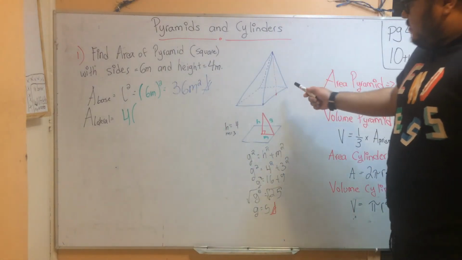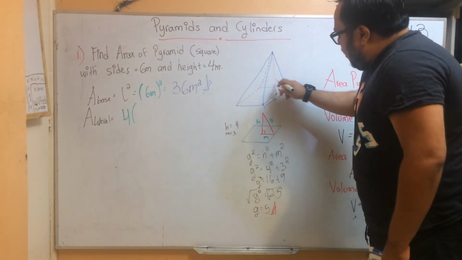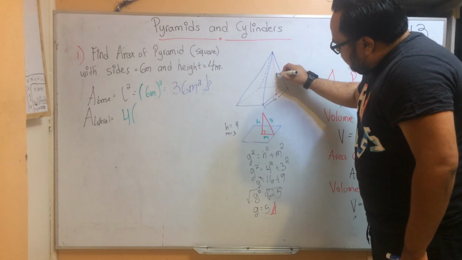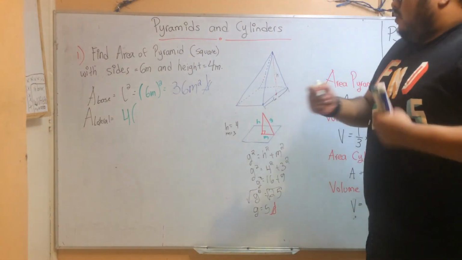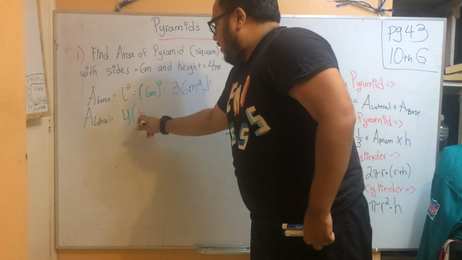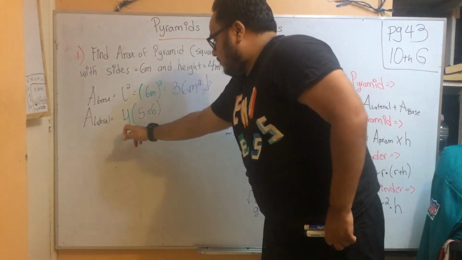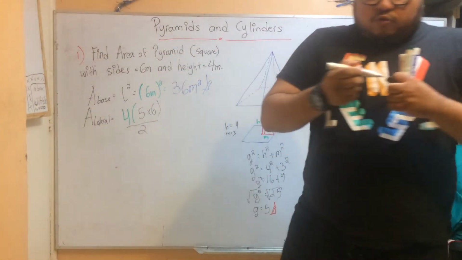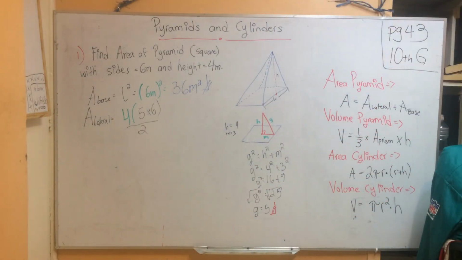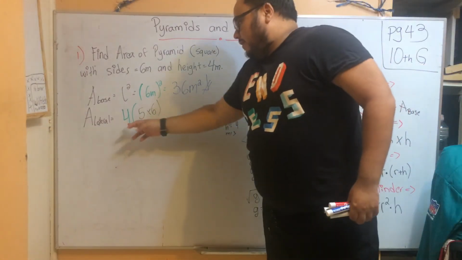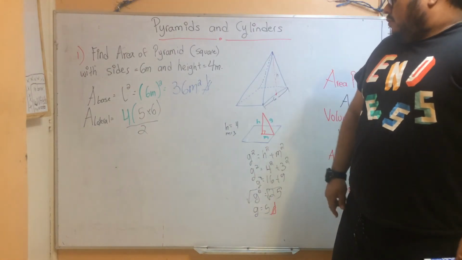How much is the side of this triangle? How much is this distance? 6, right? And we know that this red line, which would be the height of that triangle, is h, and that h is 5. So we have 4 times 5 times 6, and all of this is divided by 2. Why 2? Because remember the formula for the area of a triangle, base times height divided by 2, but we have to multiply that by 4 because we have 4 isosceles triangle faces.